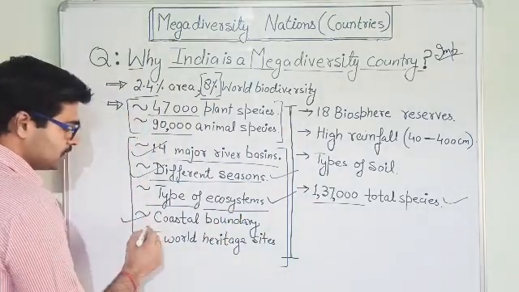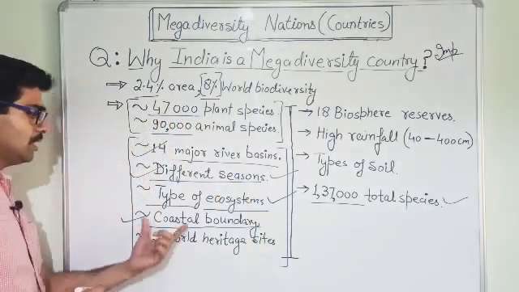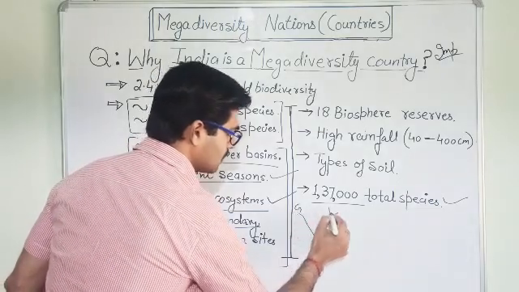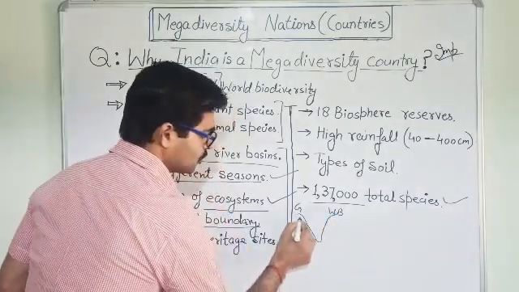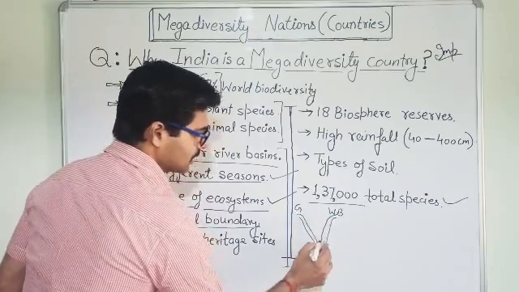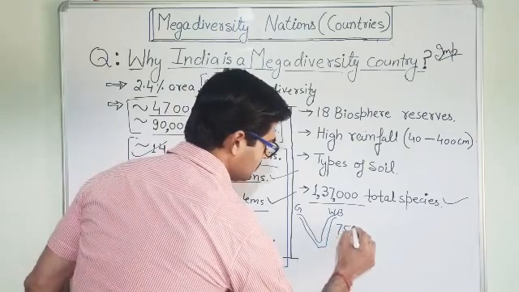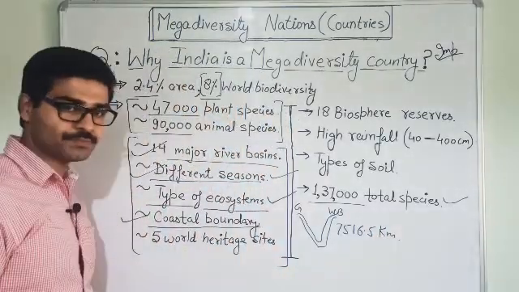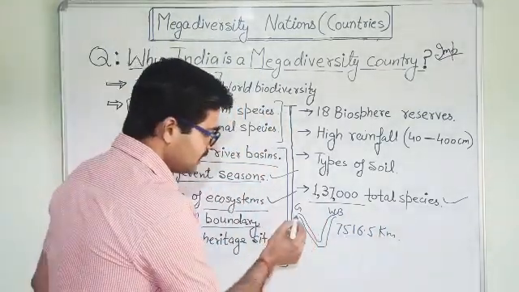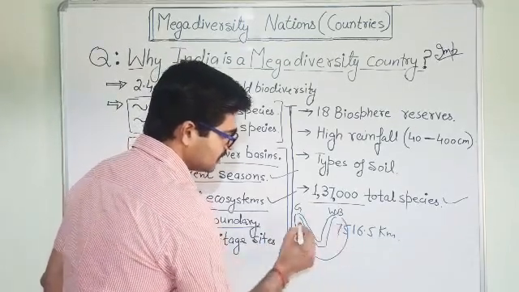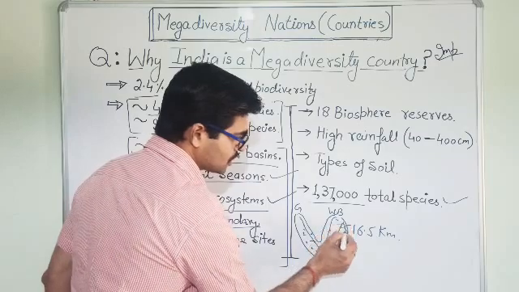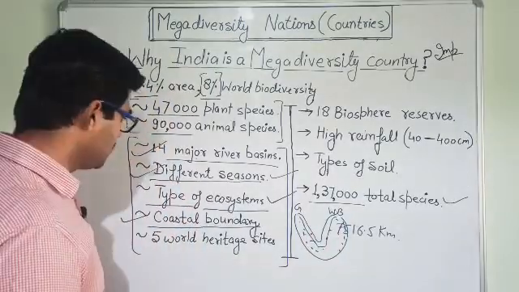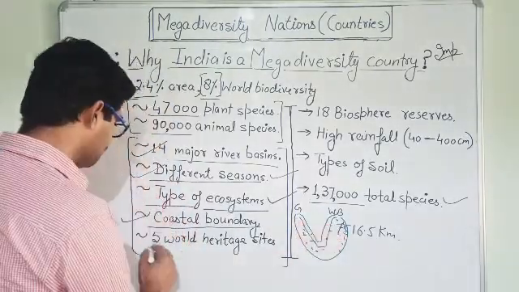The next major factor which makes India a megadiversity nation is the coastal boundary. The coastal boundary of our country from Gujarat to West Bengal is very large, about 7516.5 kilometers. That's why the coastal or marine ecosystem is very large. So this is also the reason we have a lot of flora and fauna species.